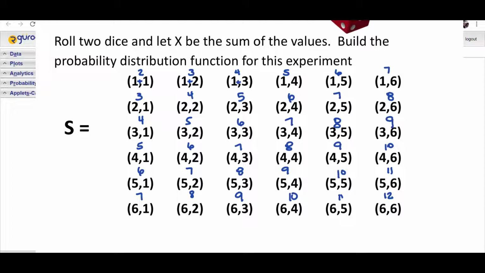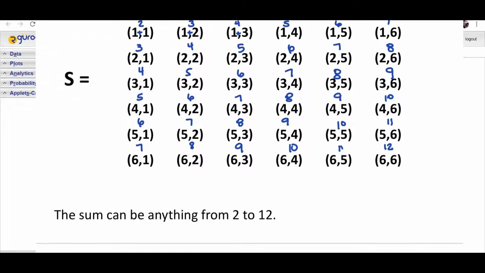Okay, I have mine filled in. You can see I have the sums written above each one, and I can see that there's 1 2, there's 2 3s, 3 4s, 4 5s, 5 6s, 6 7s, 5 8s, 4 9s, 3 10s, 2 11s, and 1 12. All right, so that's going to help us with this next section.